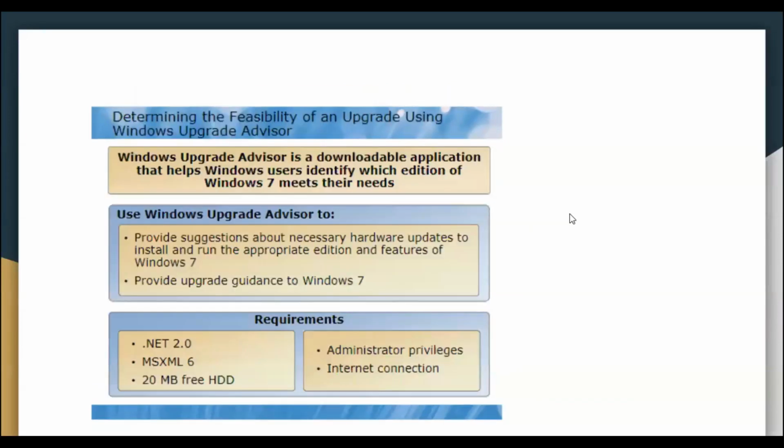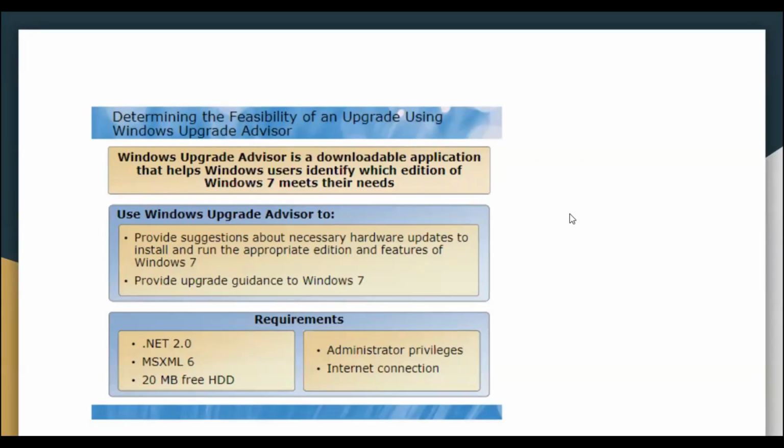Determining the feasibility of an upgrade using Windows Upgrade Advisor. The Windows Upgrade Advisor is a downloadable application that helps Windows users identify which edition of Windows 7 meets their needs. Use Windows Upgrade Advisor to first provide suggestions about necessary hardware updates to install and run the appropriate edition and features of Windows 7. Second, provide upgrade guidance to Windows 7 and its requirements.